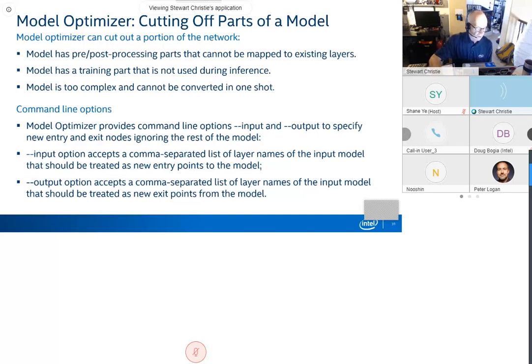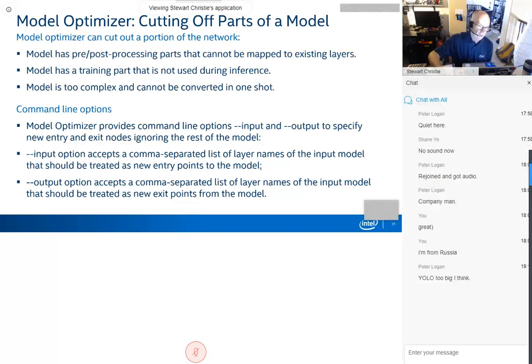If you've got these pre or post processing parts, you can take those out. So, for example, we recommend the last layer on a lot of models runs differently than it does on an FPGA. So the examples we've got for FPGAs do that. They'll specify a different layer as the output, and they do that using this command line option.